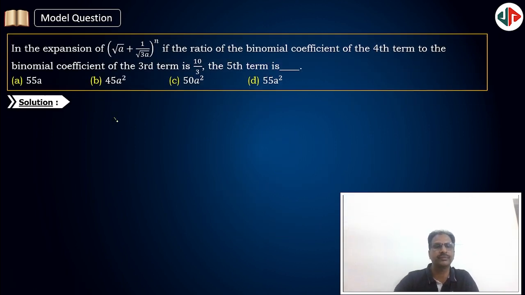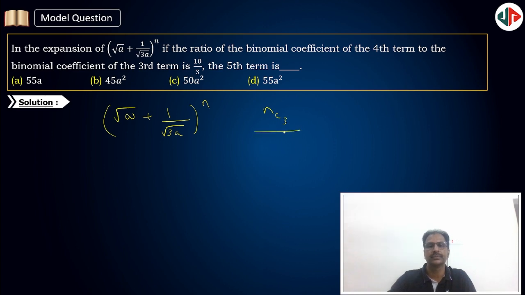Next, in the expansion of (root a plus 1 by root of 3a) whole power n, the ratio of the binomial coefficient of the fourth term to the binomial coefficient of the third term is 10 by 3. What is the binomial coefficient of the fourth term? nC3. The binomial coefficient of the third term, nC2. This is given as 10 by 3, which means n minus 2 by 3 is equal to 10 by 3, so n is equal to 12.